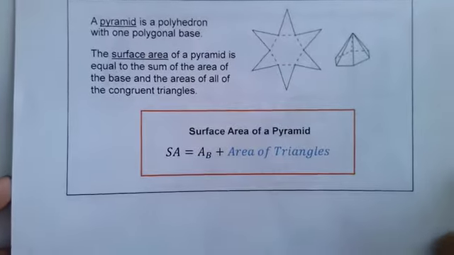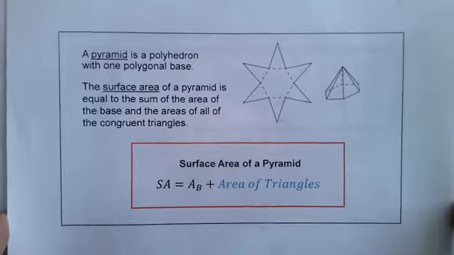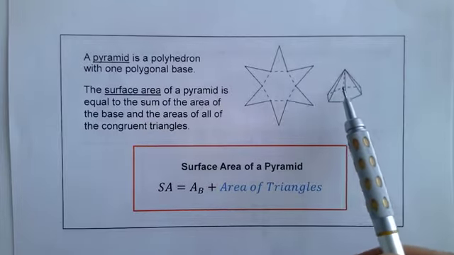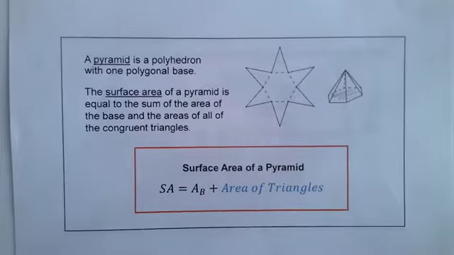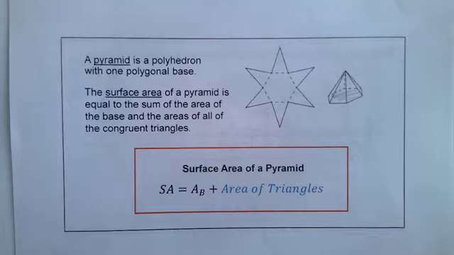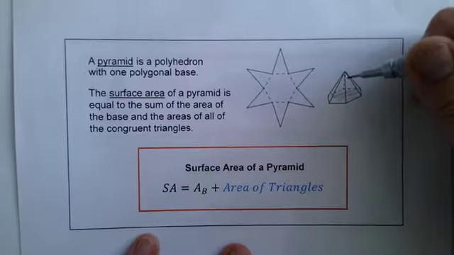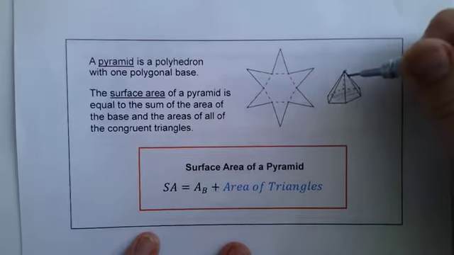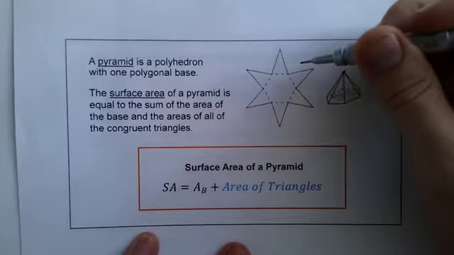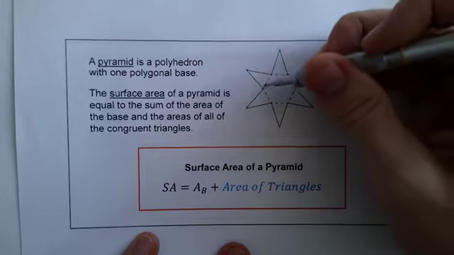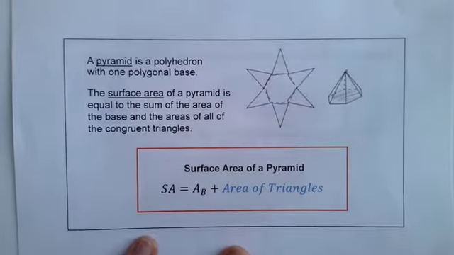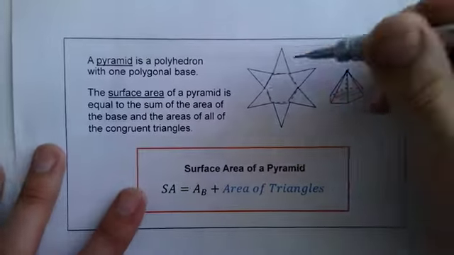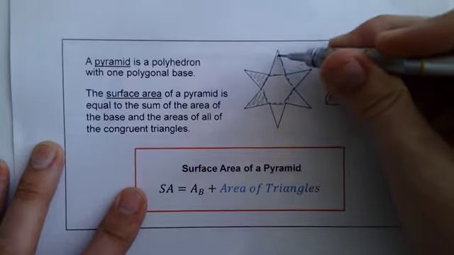Remember, a pyramid is a polyhedron that has one polygonal base. In this case, this is a hexagonal pyramid, because the base is a hexagon. The surface area of a pyramid is the area of all of the faces of the pyramid. Just imagine taking that pyramid and unwrapping it, separating all of these triangular faces and folding them outward. What you get is this shape. For any pyramid, no matter how many sides the base has, you have these triangular faces that you have to find the area of.